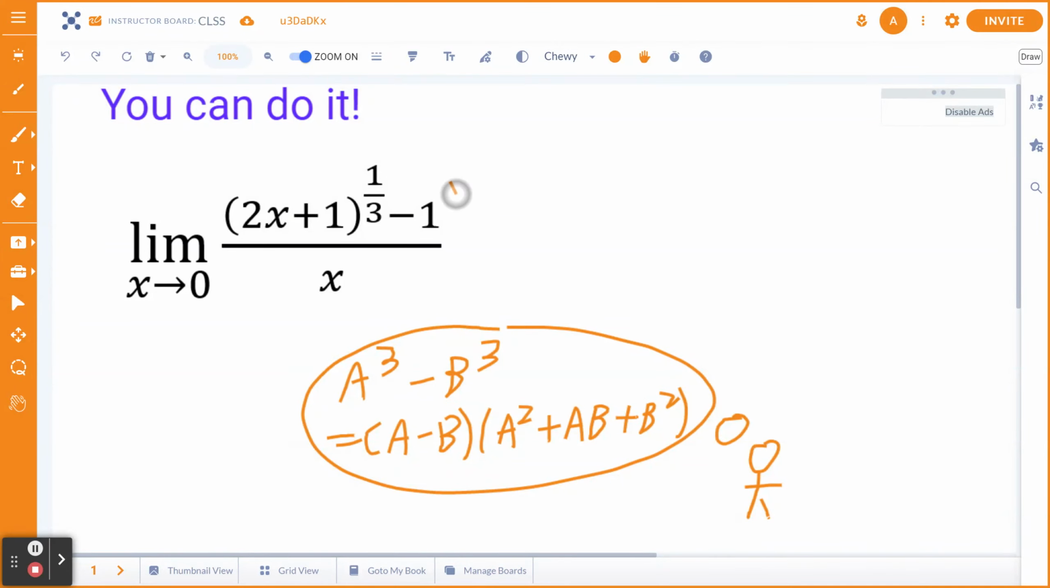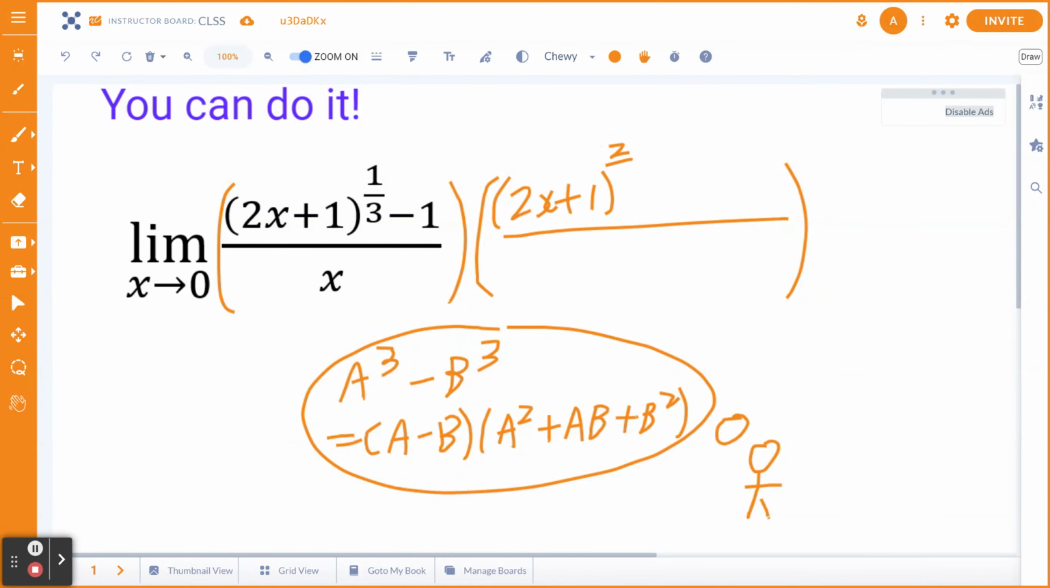What that means is you go back to the original function, you're going to multiply the top and the bottom by the missing trinomial. That means I'm going to square the first term. I'm also going to square the last term, and I'm going to take the product of the two terms, so (2x plus 1) to the power of 1 over 3, and you're going to add them. So again, just to be very clear, what you're ultimately doing is you're multiplying by 1. So you're not changing the actual value, but you're changing the form.